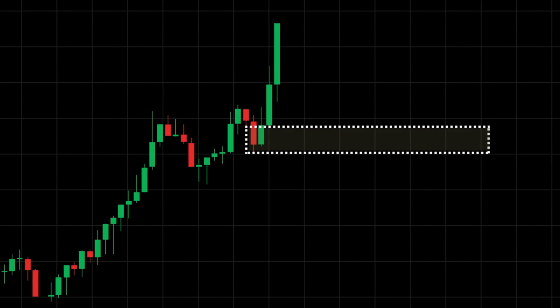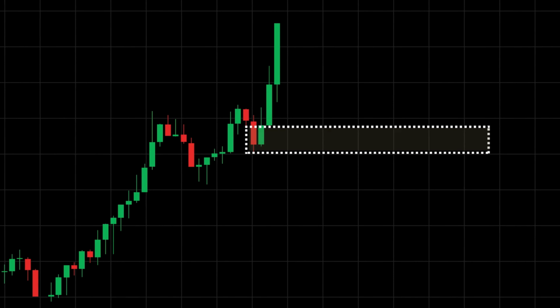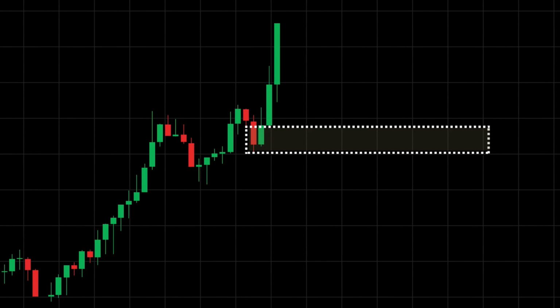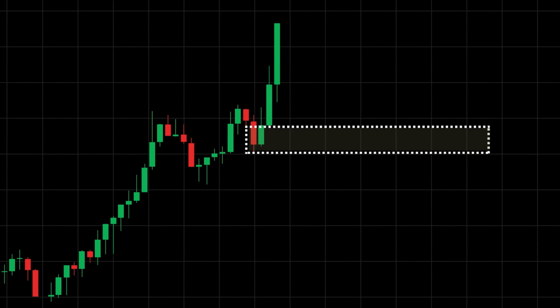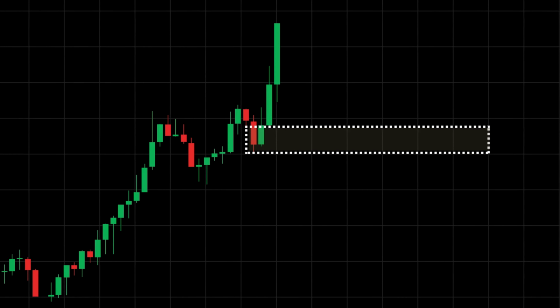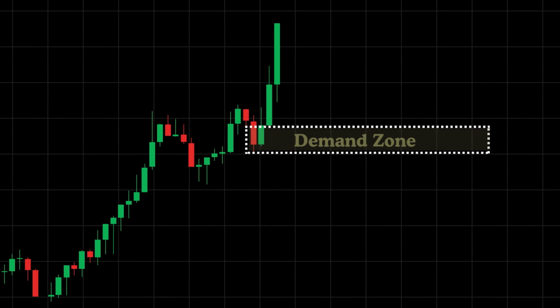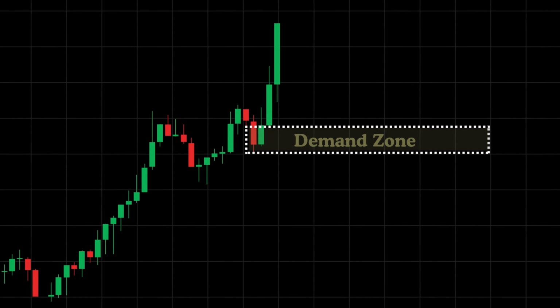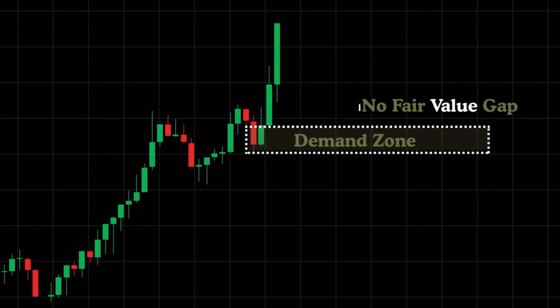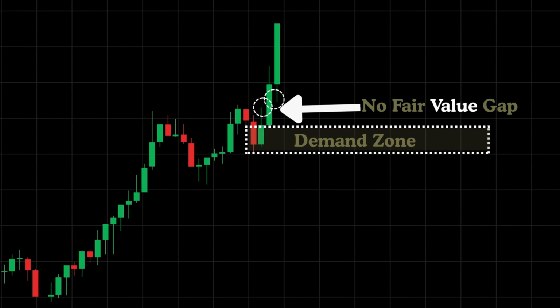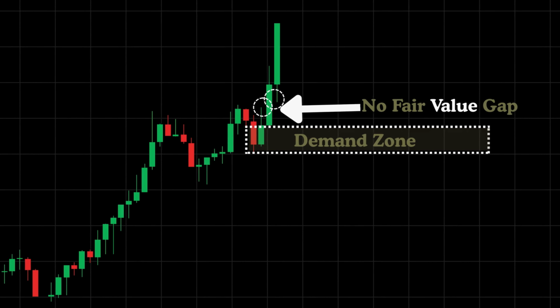Let's make this interactive. Look at this chart. What do you think? Is this an order block or a demand zone? Notice the candles, the reaction, and the market structure. If you guessed demand zone, you're correct. Why? Because even though it's a strong reaction area, it does not contain a fair value gap. So, it cannot be classified as an order block.